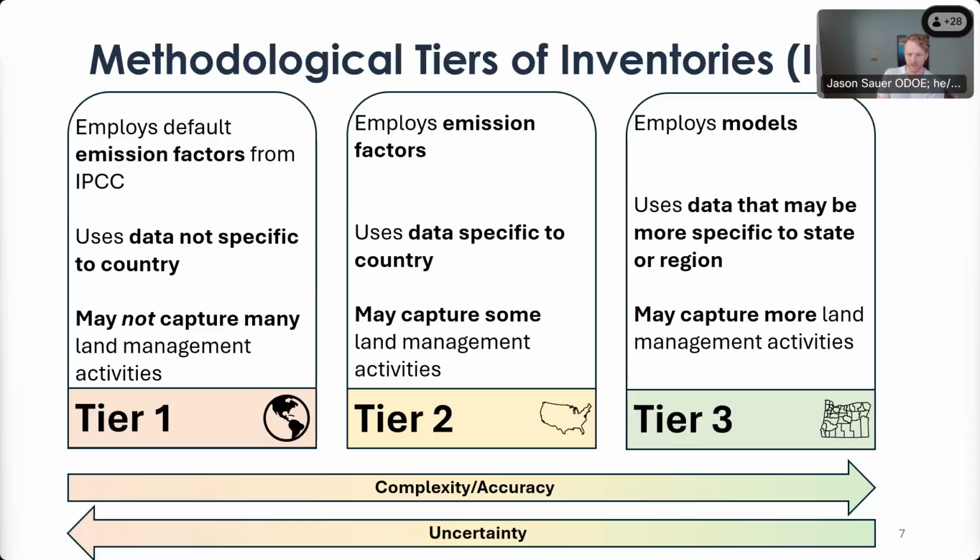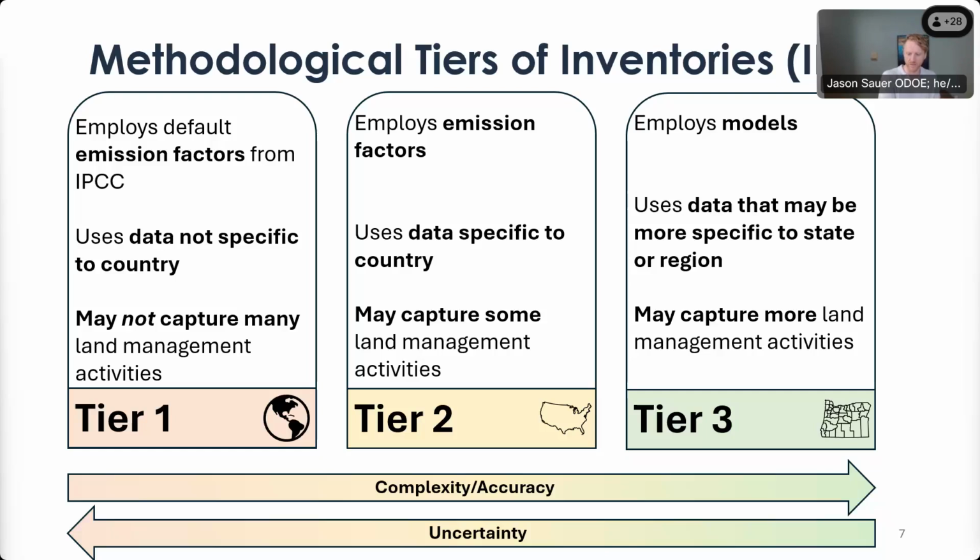So tier 1 on the left there, methodologies employ default emission factors and default estimation methods, which are generally available in IPCC guidelines. These data are not country specific, and the methodology may not be sufficient to capture most land management activities. Tier 2 is one step up in complexity and accuracy, and hopefully with less uncertainty.